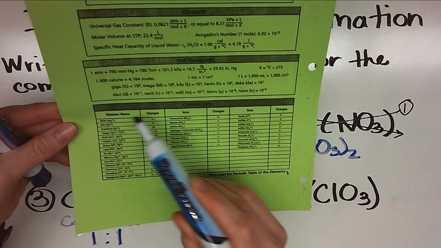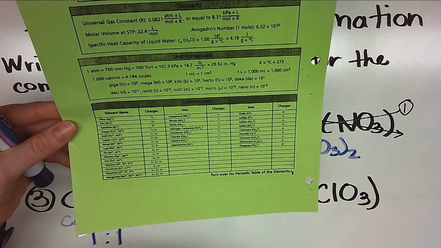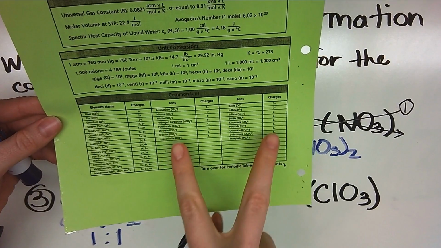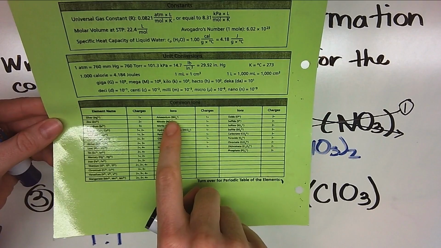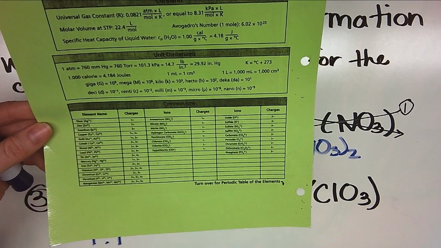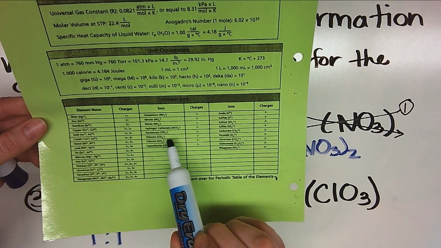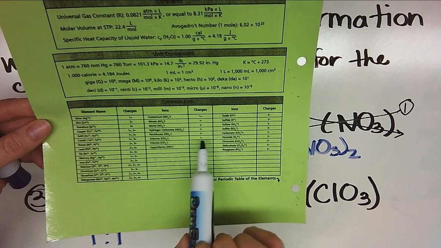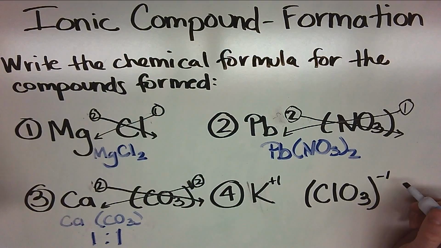All of your monatomic ions are located in this column. Monatomic meaning silver, zinc, scandium. Polyatomic, most of these are polyatomic, like ammonium, for example, NH4. So there's more than one atom in that ion. So I'm going to look for ClO3, and I found it right here. So ClO3 with a -1 charge is called chlorate. So it has a -1 charge.